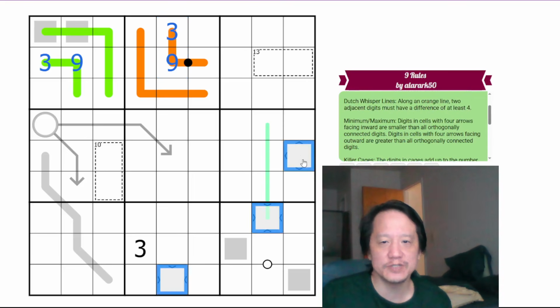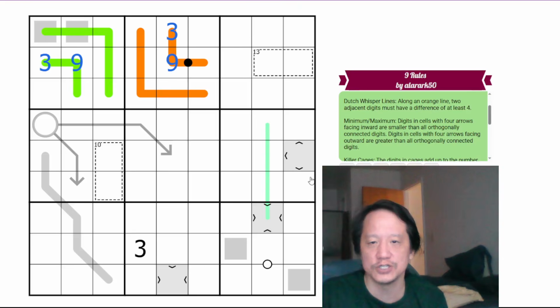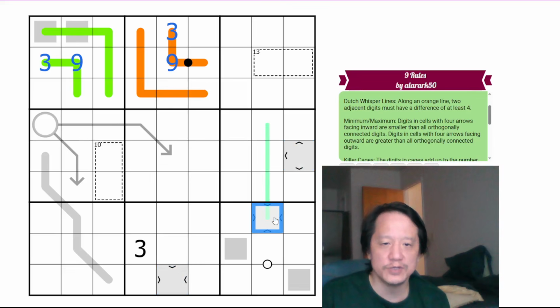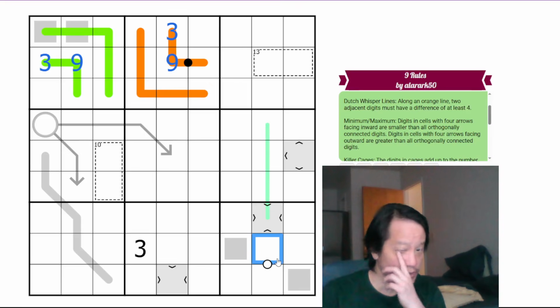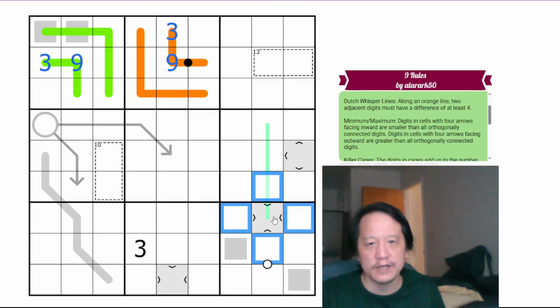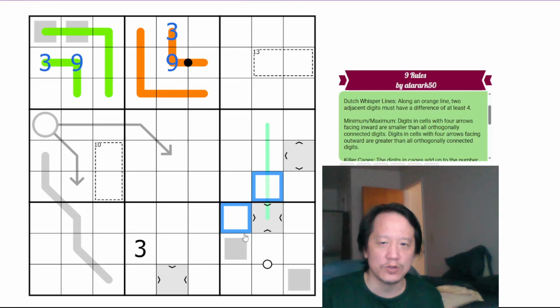We have maximums and minimums, where digits in cells with 4 arrows facing inward are smaller than all orthogonally connected digits. And what does it mean to be orthogonally connected? It just means that the cells share an edge. So this cell has arrows facing inwards. Therefore, all the digits next to it that share an edge with it must be greater than that digit. Or this digit is smaller than all the cells that share an edge with it. That's another way of putting it.